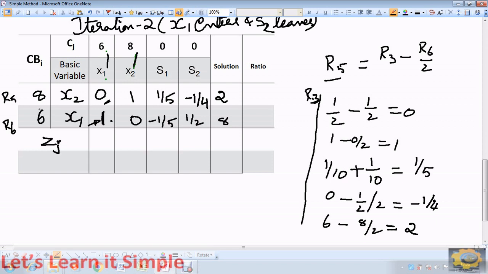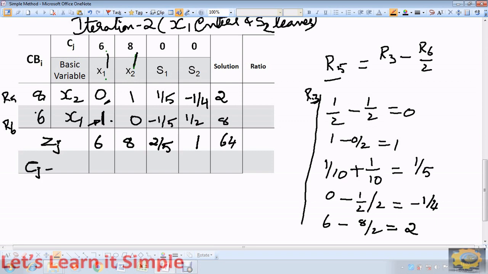So 8 into 0 plus 6 into 1, which is 6. Next 8 into 1 plus 6 into 0, which is 8. 8 into 1 by 5 plus 6 into minus 1 by 5, which amounts to 8 by 5 minus 6 by 5, which amounts to 2 by 5. This is 8 into minus 1 by 4 plus 6 into 1 by 2, which amounts to 1 after computation. And last 8 into 2, 16 plus 6 into 8, it is 64.